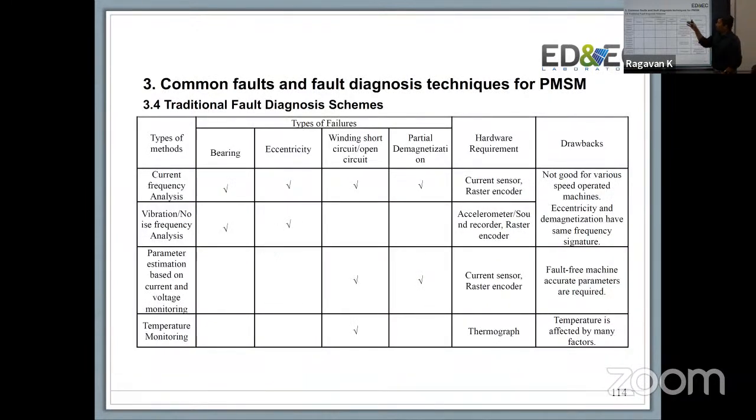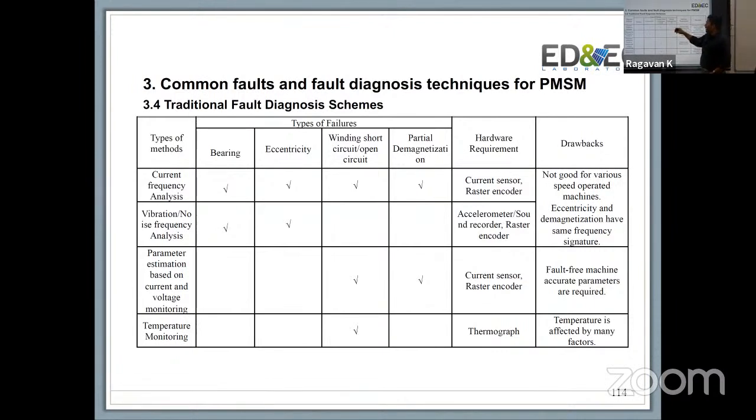If you're looking at the common faults and fault diagnostic techniques, you can have issues that happen in your bearing. If you have a bearing fault, this is where it shows up. If you have an issue in the bearing, you can use current frequency analysis. You can also have vibration and noise frequency analysis, but none of the other two methods would work. For eccentricity, of course, you would have it in current and vibration. For winding short, you would see it in current and you would see it in temperature, but you would not necessarily see it in vibration frequency measurement. This is based on classic literature, by the way.